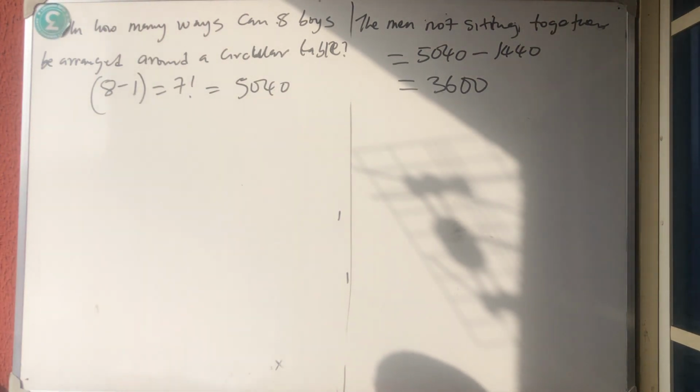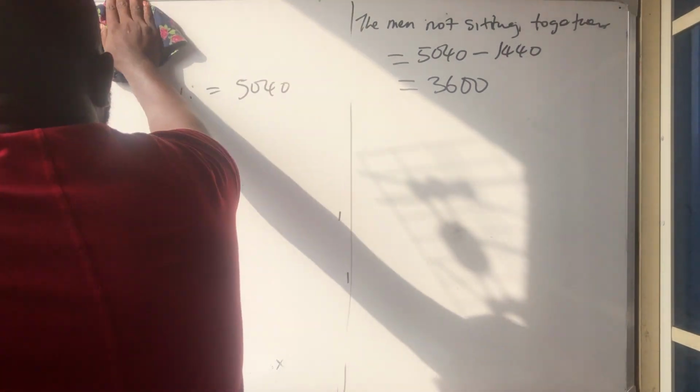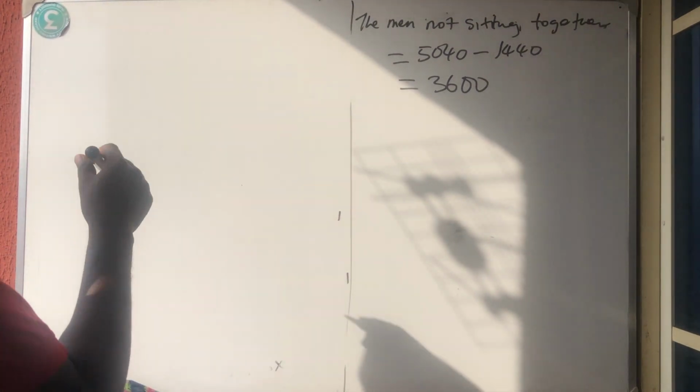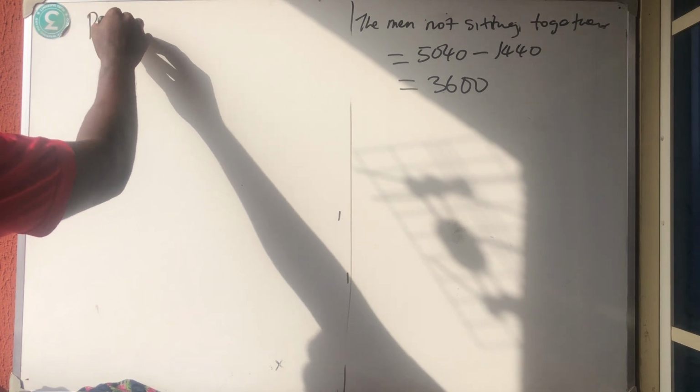So that is that. The next one we'll look at in our next video is permutation of digits.